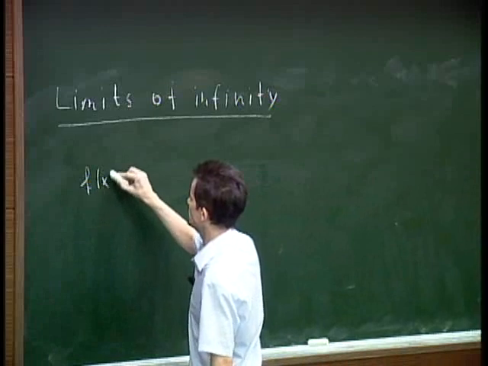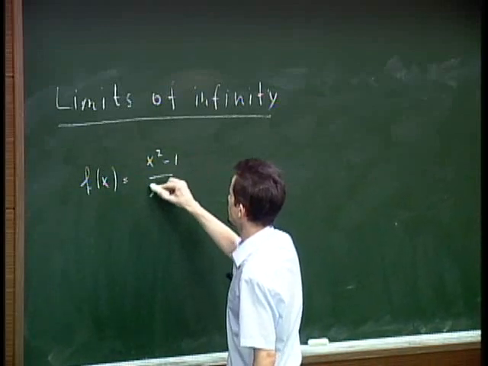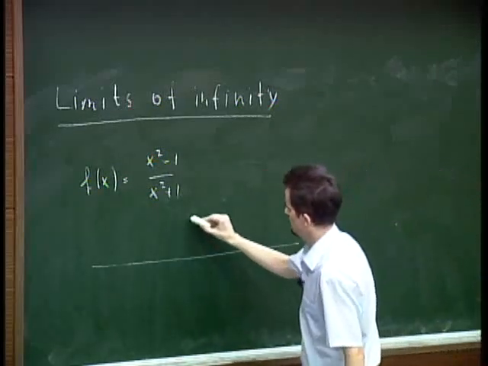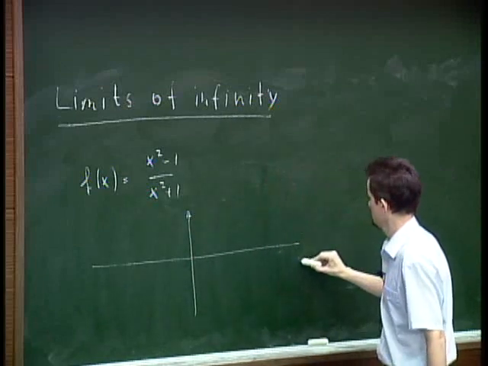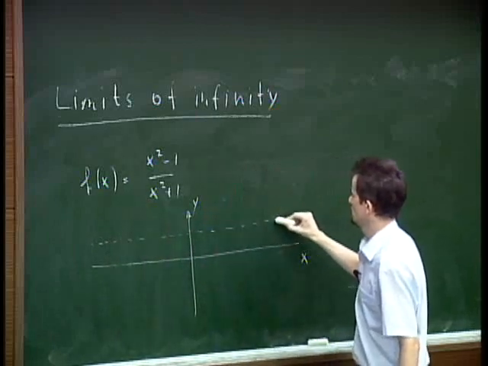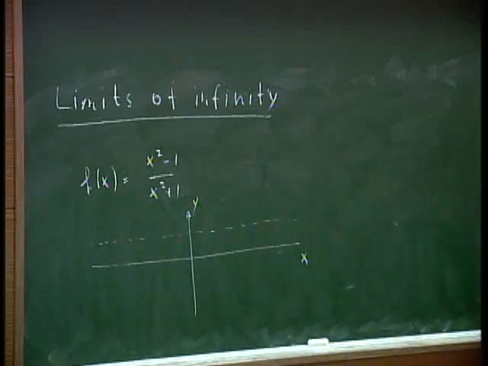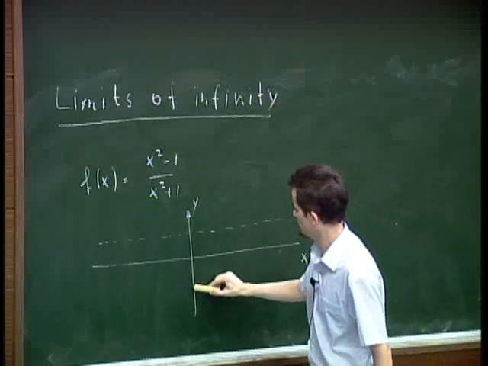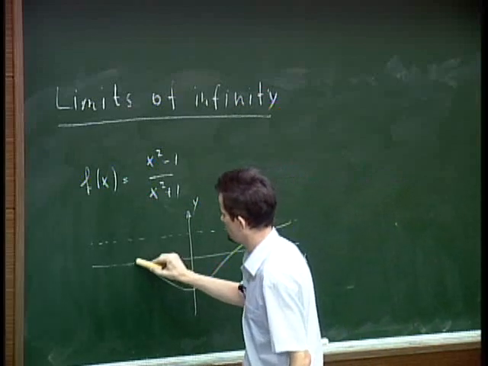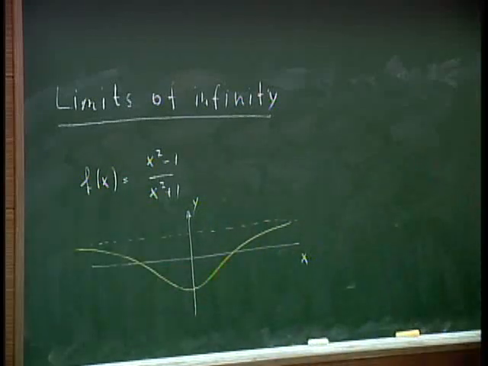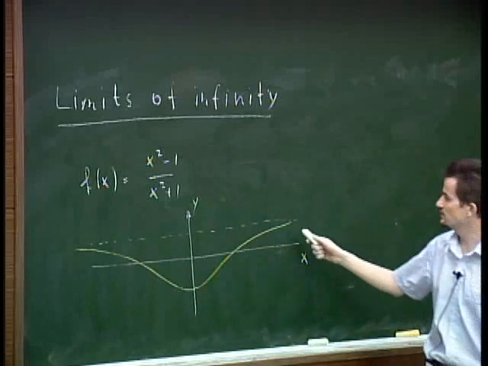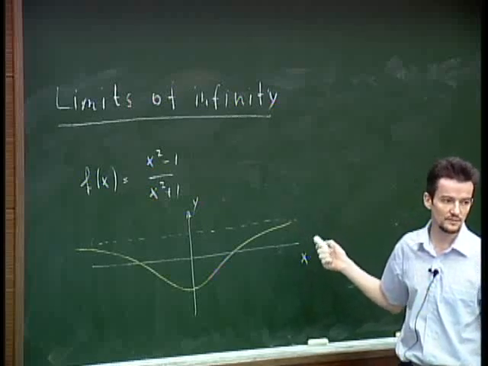Namely, if you look at the function x squared minus 1 over x squared plus 1, and you plot the graph, you will see that at 0 you have minus 1, and the graph is symmetric. If you plot the graph, it will look roughly like this. Now, you see that if x is getting larger and larger, this function seems to tend to a limit as well, namely 1.